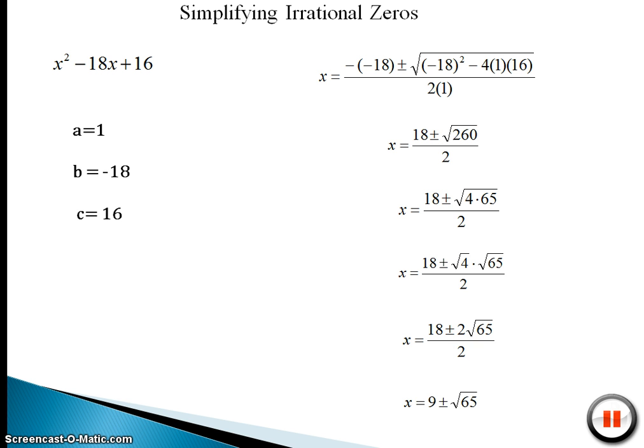Now I'm going to break that up into two fractions. Now 18 divided by 2 is 9, and 2 divided by 2 is 1, and we treat the square root as if it were the same as a variable, and we leave it there. Now pause now and copy this example.